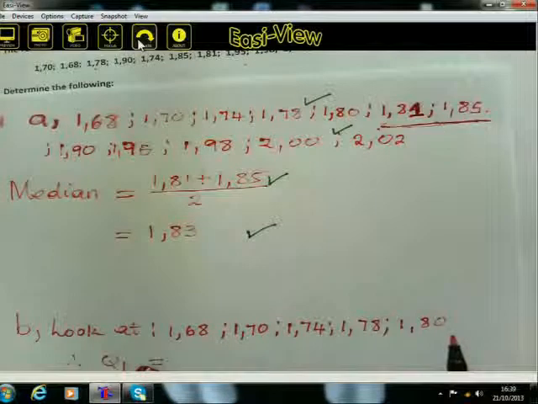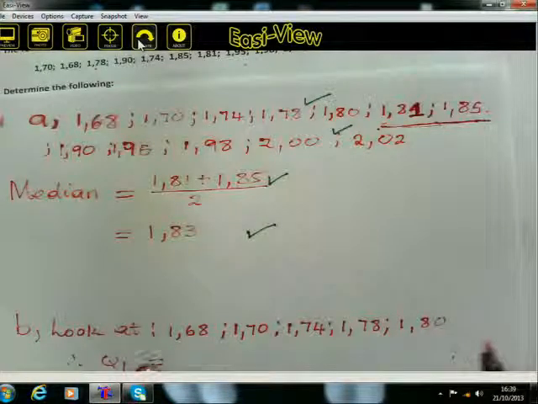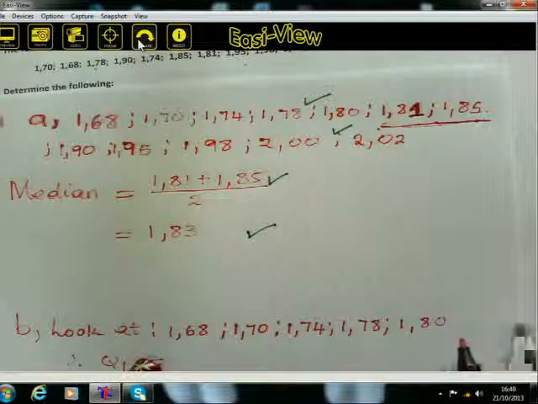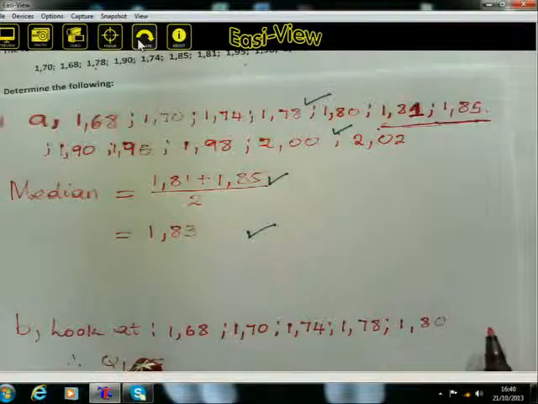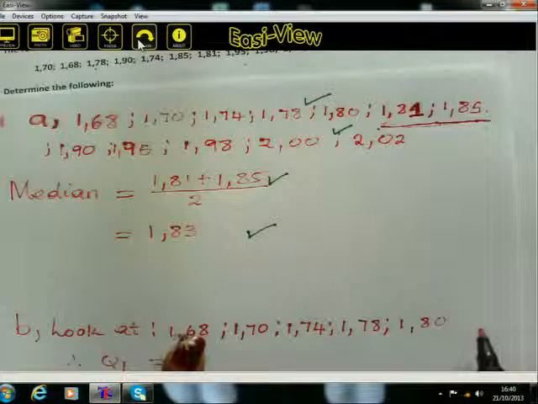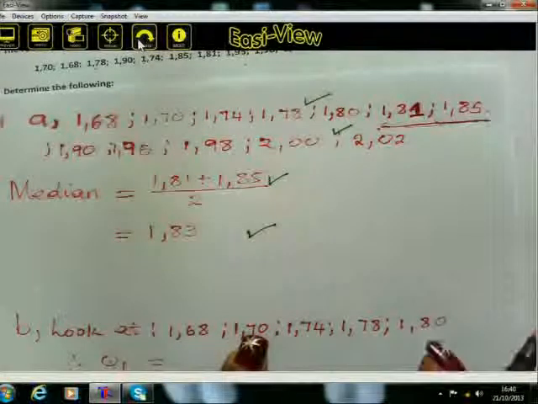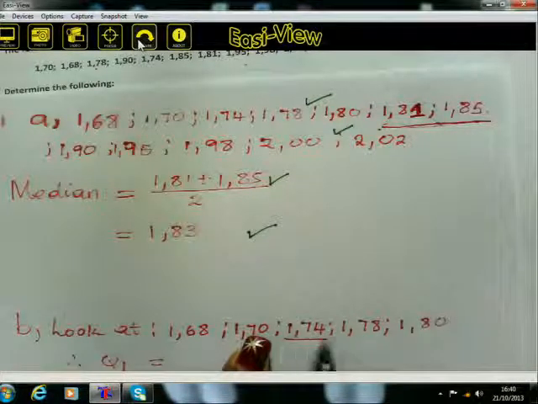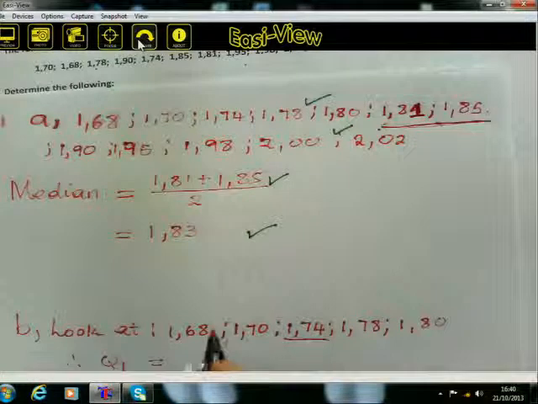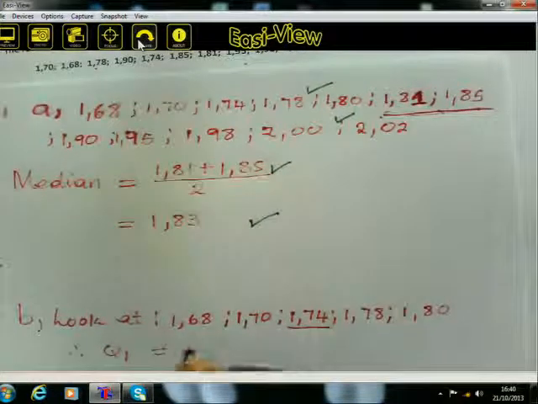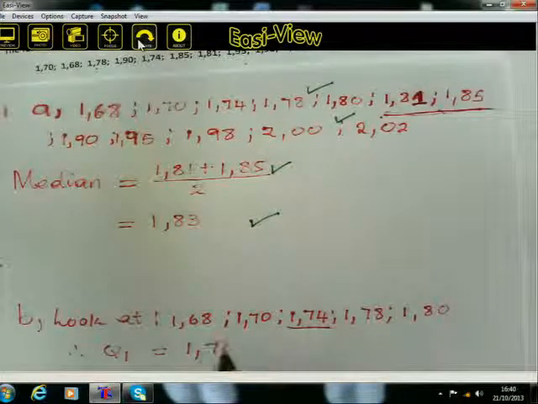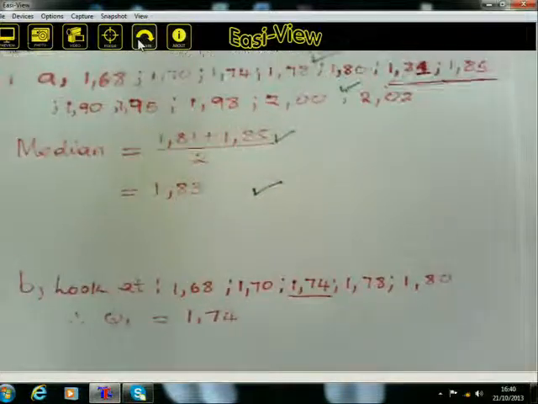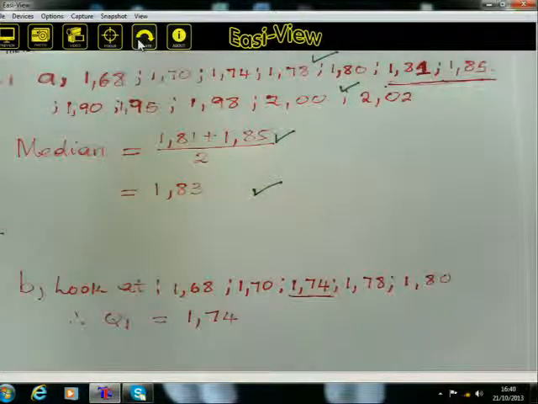So how are you going to see the middle term? Remember, your data has 5 numbers, so 5 is an odd number. You're going to have one middle number. So let us count. 1, 2, this side 1, 2. So your middle number will be 1,74. Therefore, your quartile 1 will be 1,74. That is how you will get your quartile 1.